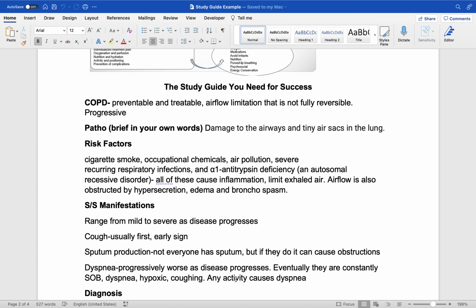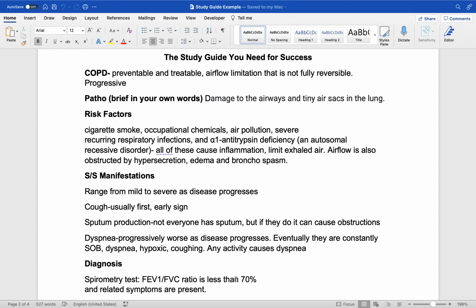Although we're not going to be asking you questions about patho, it's important that you understand a little bit about the patho behind it. If you don't remember, here's another opportunity to give yourself a very short explanation in your own words. What is the patho? So again, you understand what's going on with COPD.